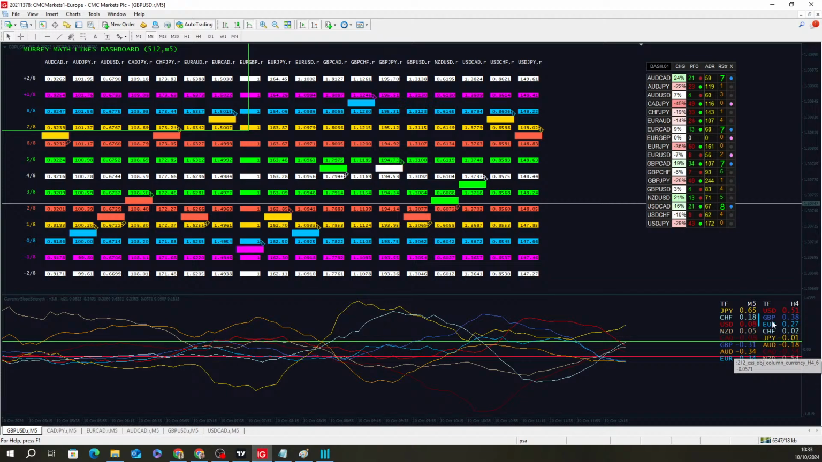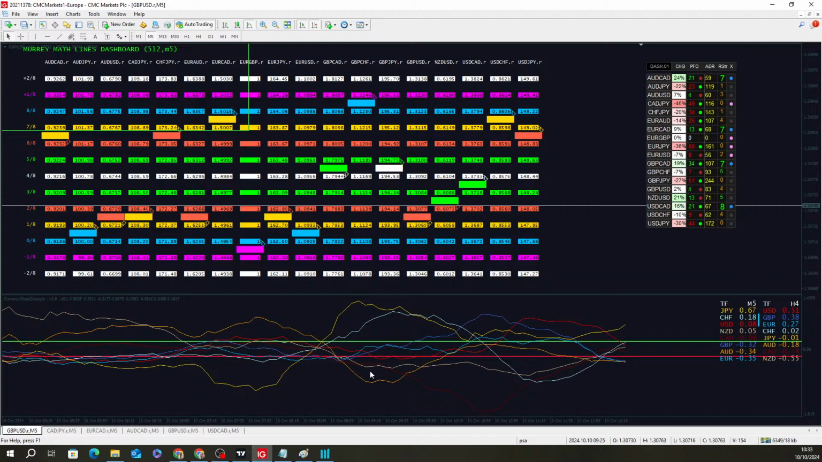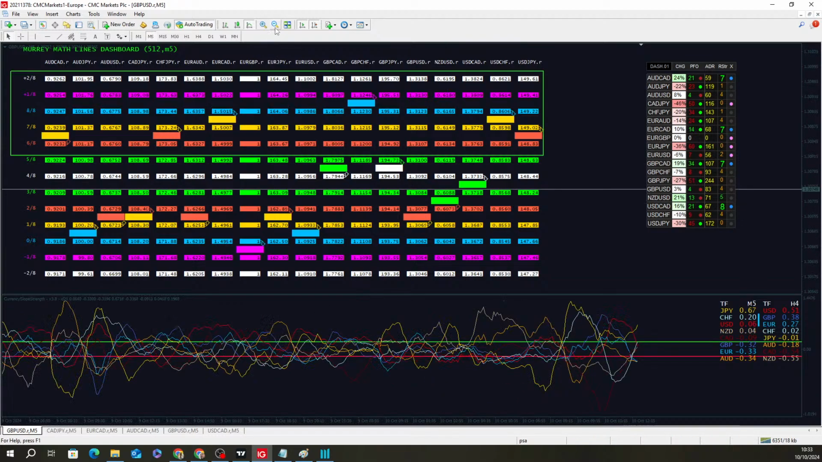Okay, the pound is strong. That is why I'm interested in buying the pound if we have a structure here. Okay, all this information is there for us in order for us to make good trading decisions. The information we have on our chart is there for us to make good trading decisions.